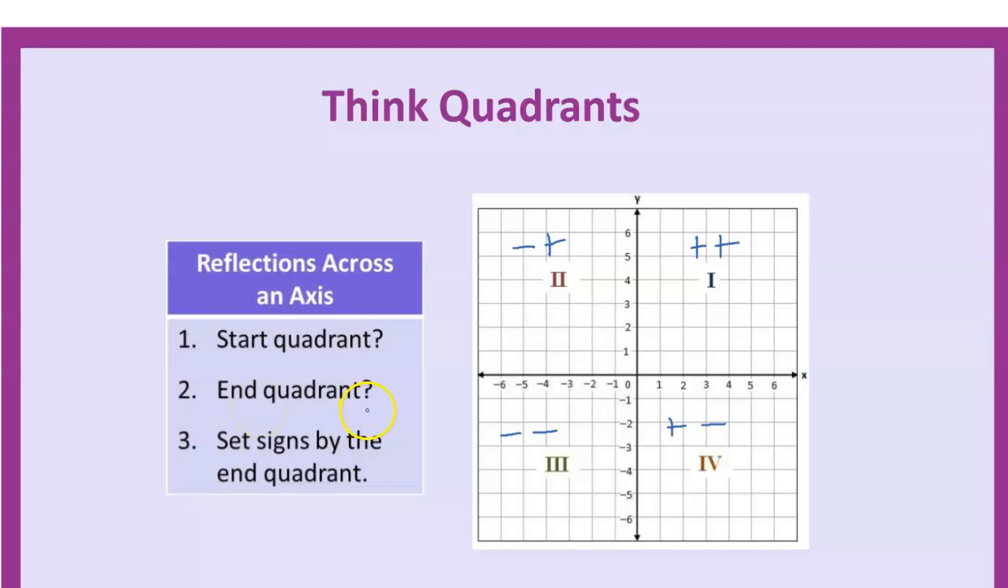We can figure that out by determining where the reflection went, which axis it was over. And then we look at that end quadrant and we say, what are the signs in that quadrant? Are they negative positive? Are they negative negative? Are they positive positive? Whatever those signs are, we're just going to assign the end quadrant signs to the point values. And if we use this method, we don't even necessarily need a picture. So let's check out how that might work.